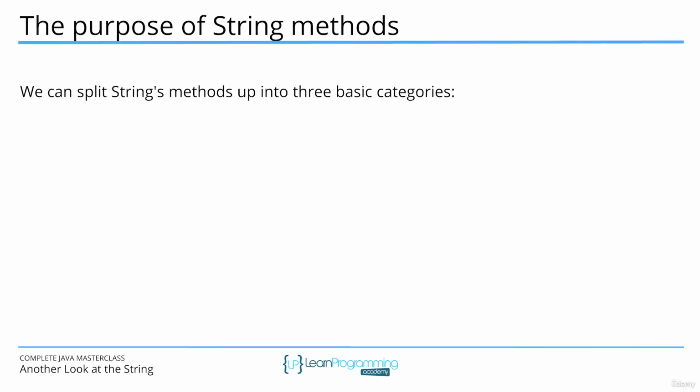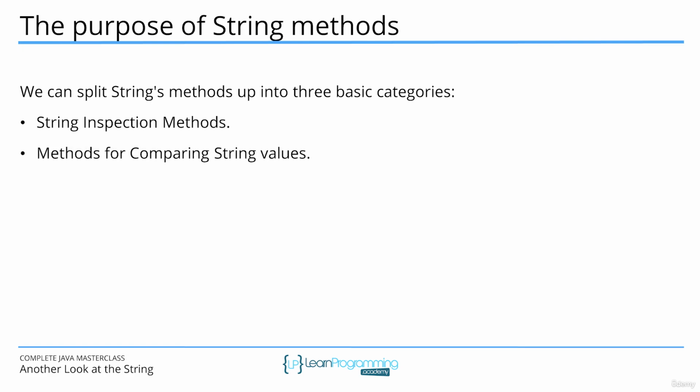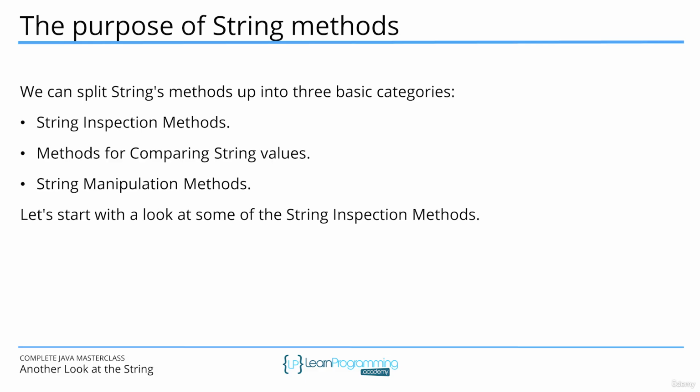We can split string methods up into three basic categories. String inspection methods provide some information about the string, with methods like length, isEmpty, and isBlank. Methods for comparing string values usually return a Boolean value, for example whether string values are equal or not. String manipulation methods transform one string value into another. Let's start with a look at some of the string inspection methods.